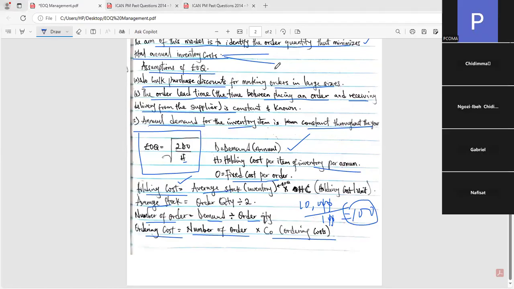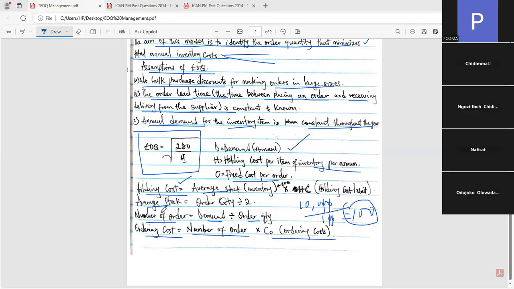EOQ is regulated by formulas. The more you know the formulas, the more you are able to do justice to the question. If you don't know formulas, you cannot do justice. There's no way you can handle the question. What I have done in today's class is to give you an overview of what EOQ is, what inventory management is, and some certain things that ICAN may require you to solve in their question.